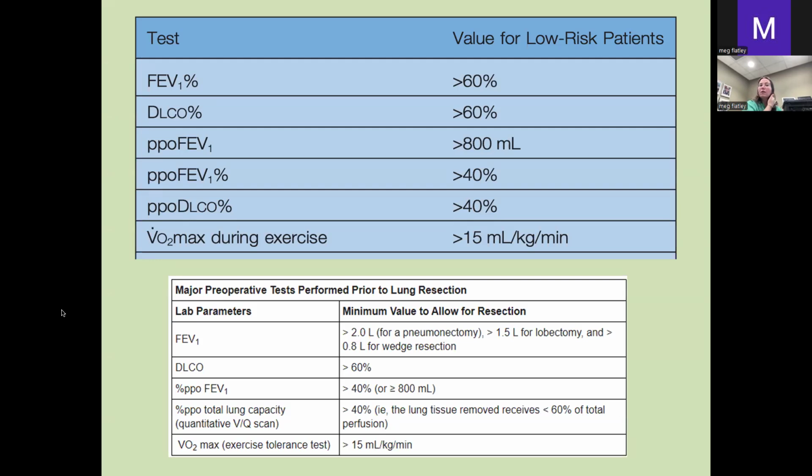And so generally for FEV1, the forced expiratory volume in a second, should be greater than 60%. And that's just their preoperative FEV1. And then that's separate from the predicted postoperative FEV1, which is based on how much you're going to have to resect with your surgery, which should be, it says greater than 800 mils here.